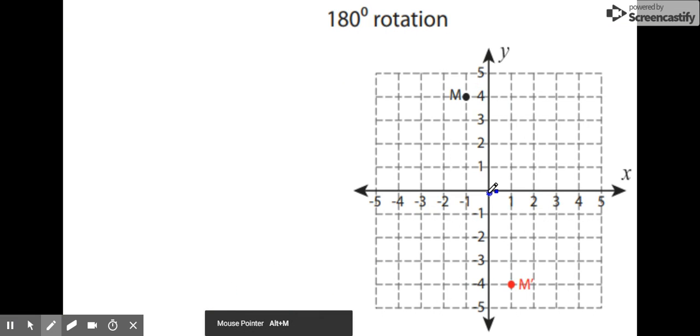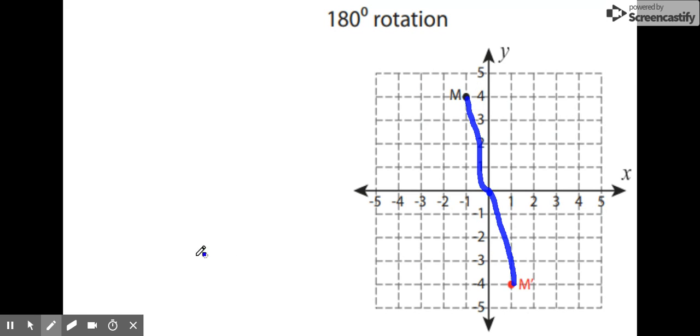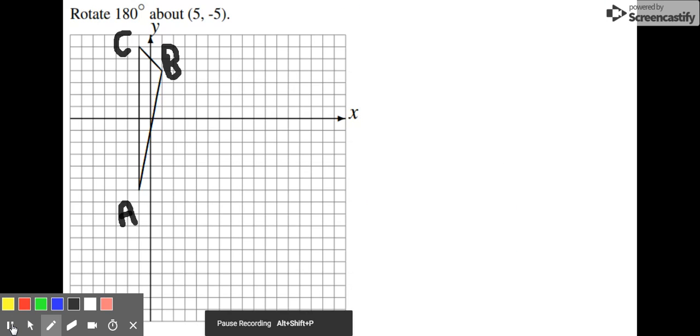And as you see over here, the center of rotation we said was the origin. If you connect M to the center of rotation to M prime, that does form a straight line. Obviously, if you draw like me, you probably want to use a ruler, but that's going to be an indication with that straight line that you rotated correctly, 180 degrees.